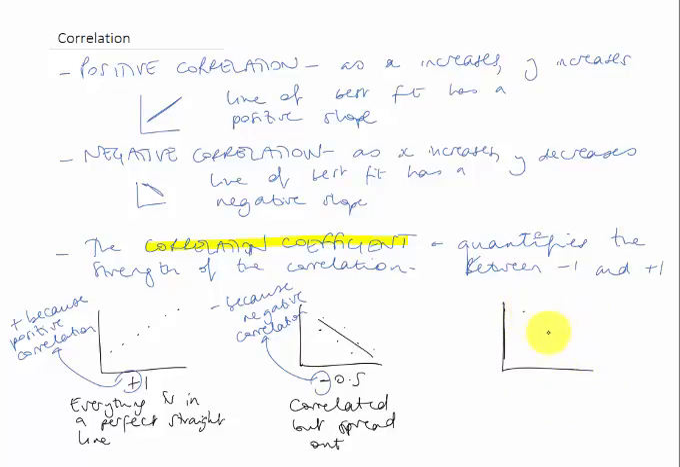And then sometimes there's simply no correlation between your two measurements. And in that case, the correlation coefficient would be equal to 0. Okay, so -1 is a perfect line with a negative slope, 0 is no correlation, +1 is a perfect line with a positive slope.